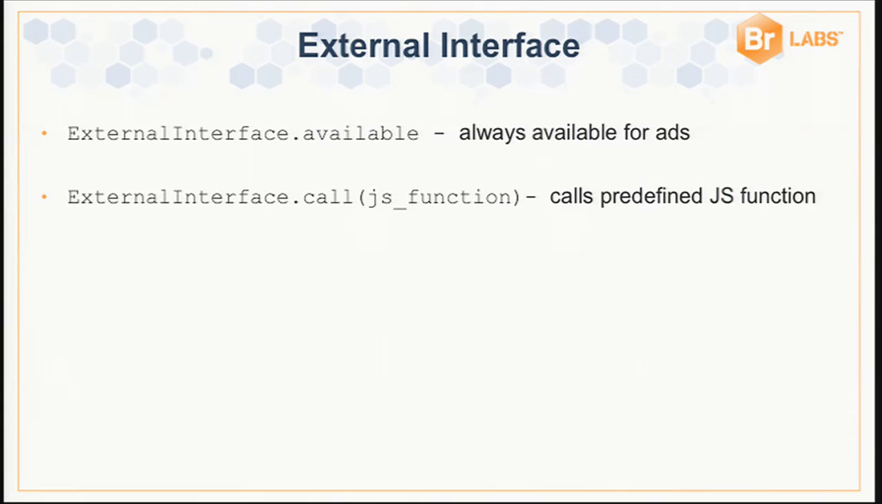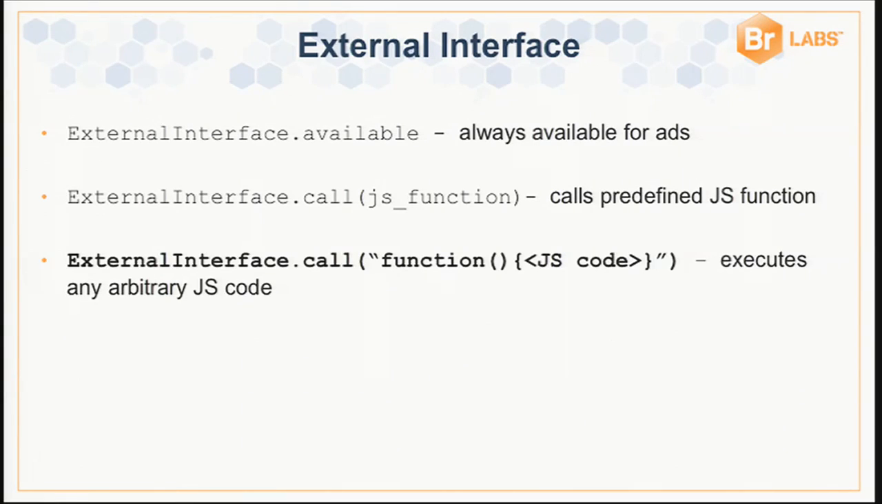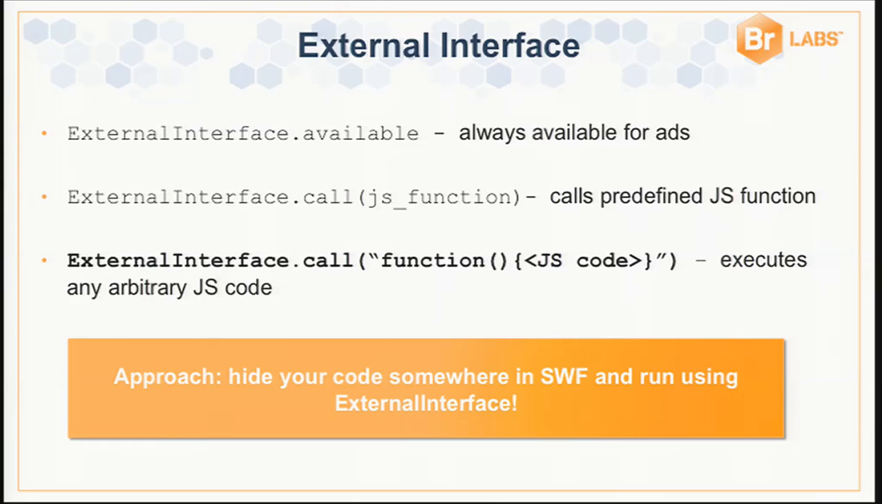And then the important function is call. Call allows you to call a predefined JavaScript function on the web page. However, the interesting thing here is that you can actually directly call a function upon declaration. So this means that you can basically execute any random JavaScript code on any random web page. Well, that's quite convenient. And thus, the general approach is to hide your malicious code somewhere in the SWF and run it using ExternalInterface.